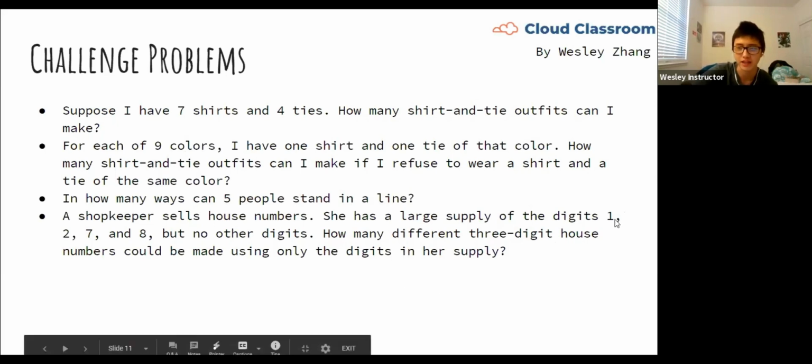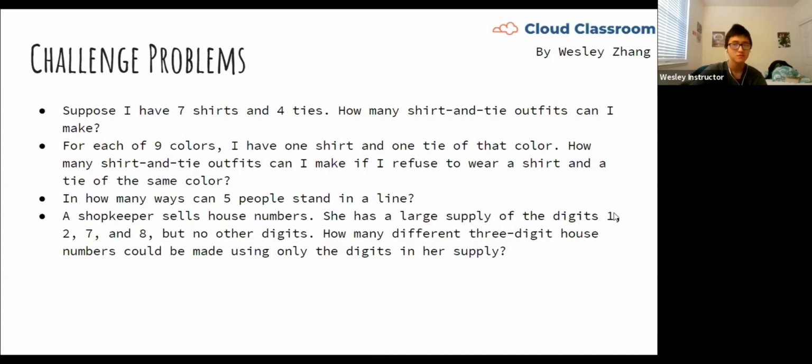And guys, the answer is not 1 times 2 times 7 times 8. These are the actual numbers. So say I put a number 1 in the first spot. That's not the number of options I have. That's the actual number I'm using. So you don't multiply these numbers together.